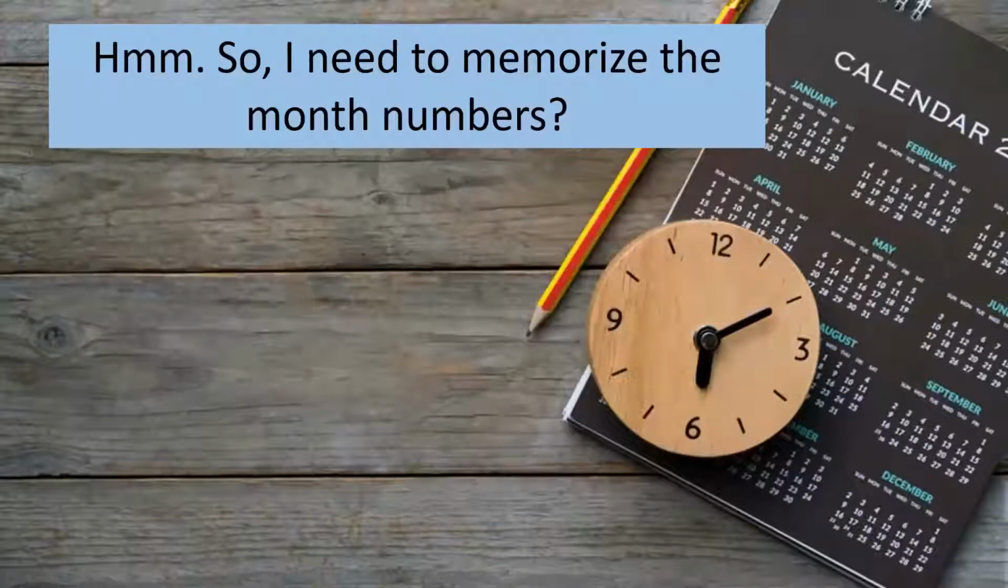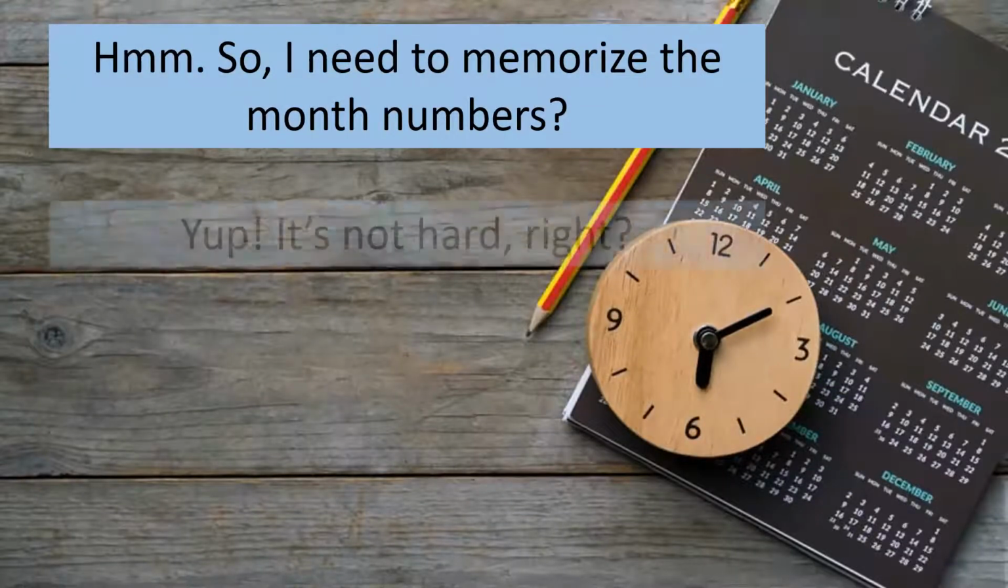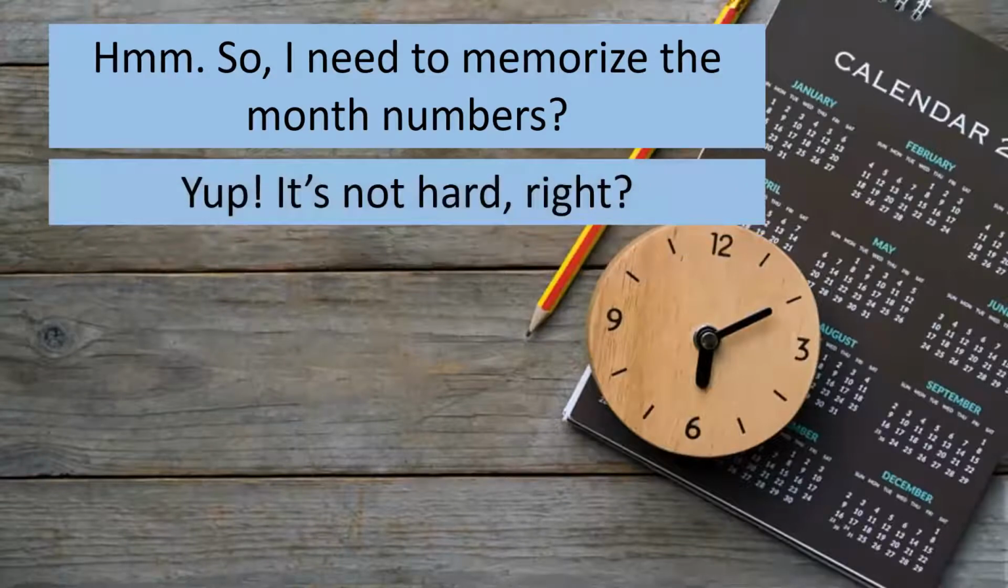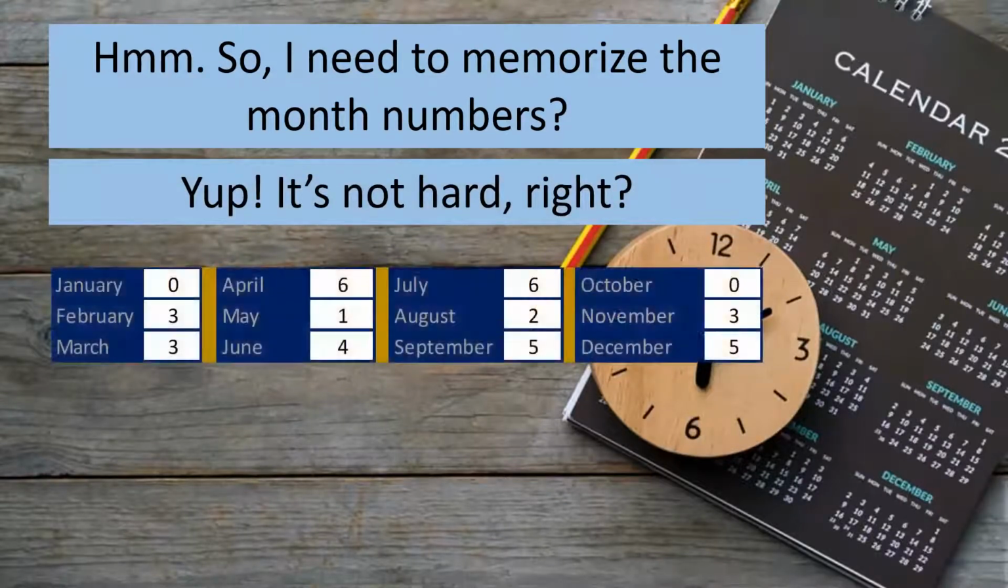All right. So do I need to memorize the month numbers? Yep. And it's not that hard, really. These are all the month numbers for all 12 months of the year. January 0, February 3, March 3, April 6, May 1, June 4, and so on and so forth.